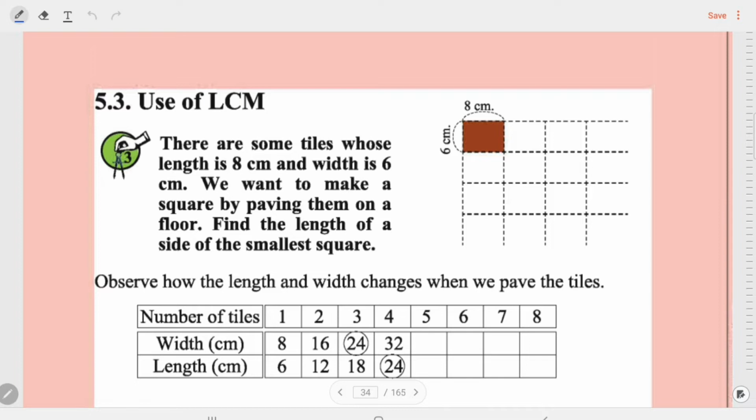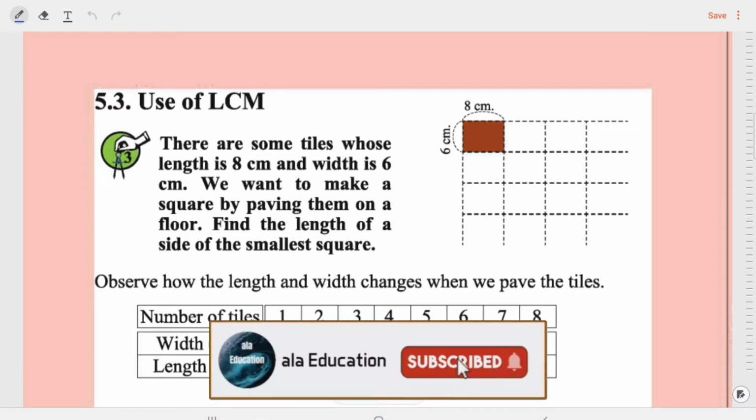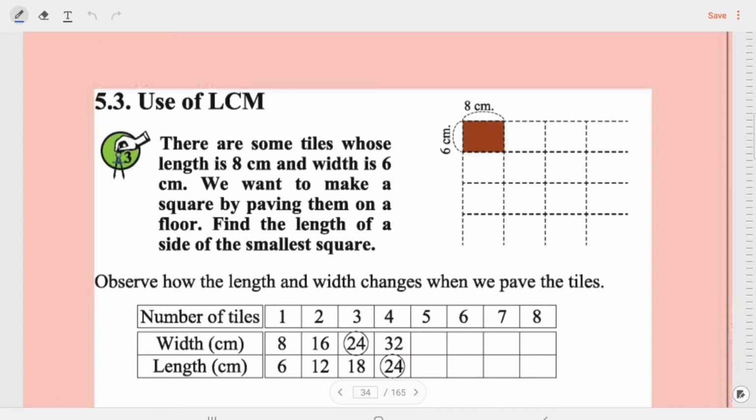Use of LCM. There are some tiles whose length is 8 cm and width is 6 cm. We want to make a square by paving them on a floor. Find the length of a side of the smallest square. Observe how the length and width change when we pave the tiles.